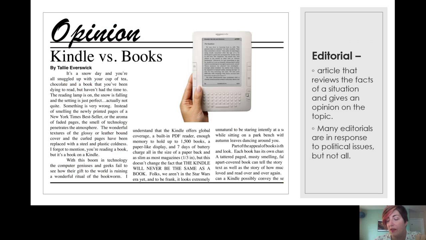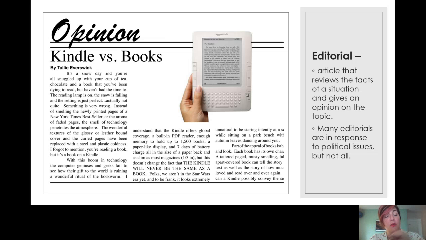Editorials, they usually have their own section of the newspaper, and those were one of the ones we talked about where you are allowed to have an opinion. So an article that reviews the facts of a situation and gives an opinion on the topic. So the writer, whoever that writer is, they're giving their personal opinion. Many editorials are in response to political issues, but not all.